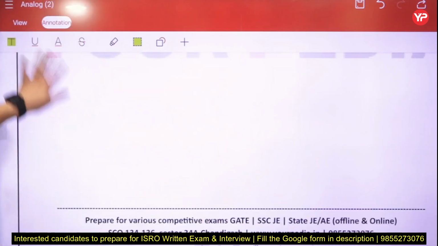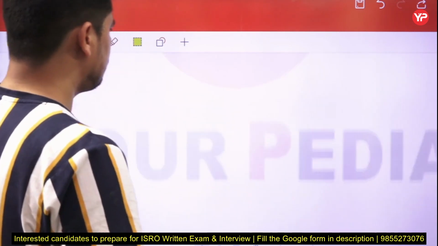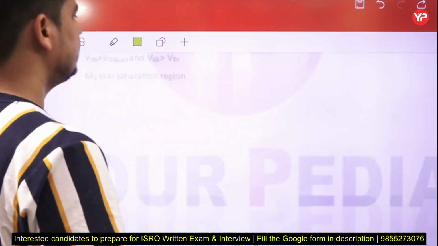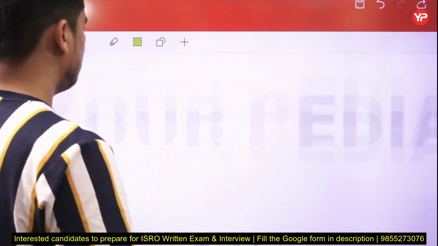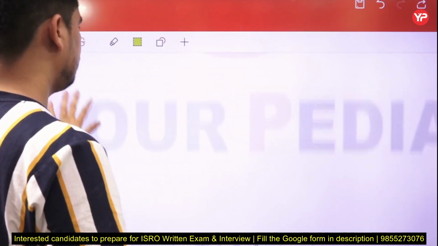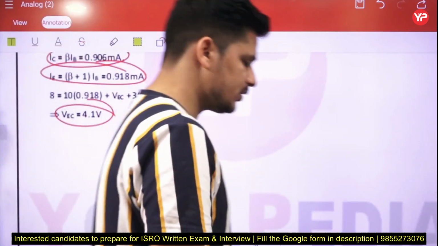So these are some important questions related to analog electronics, and which are the most important for the ISRO exam. This time I bring questions where you need to think a little bit to solve them, and it is most important for your ISRO preparation.